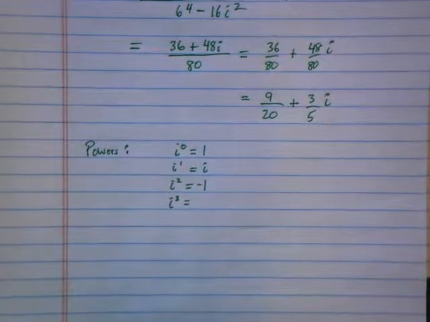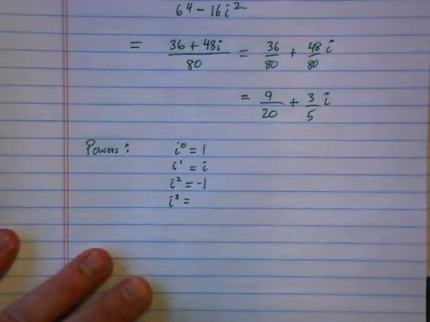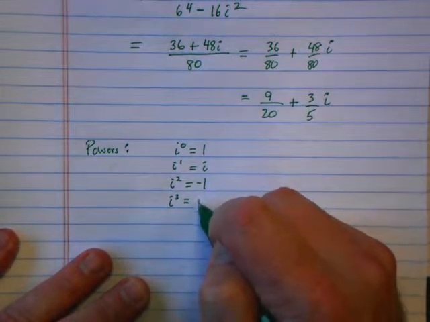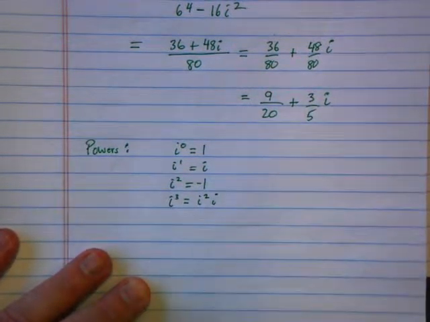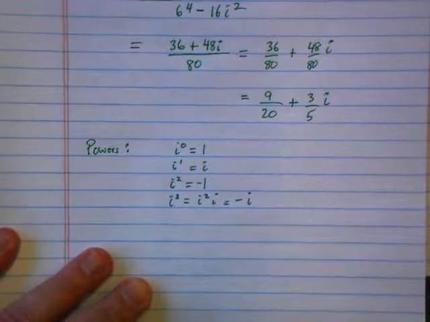How about i cubed? Negative i. How'd you get negative i? Calculator. Oh, your calculator is very smart. How about we take i cubed and we write it as i squared times i? And then i squared was the number negative 1, so that turns out to be negative i.